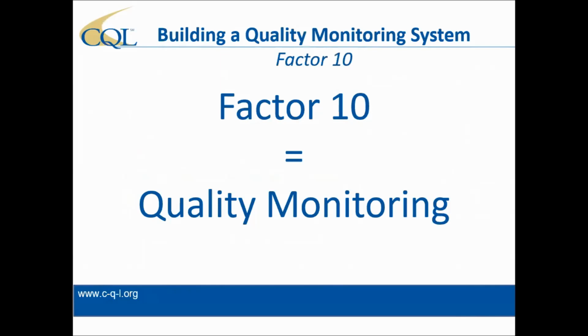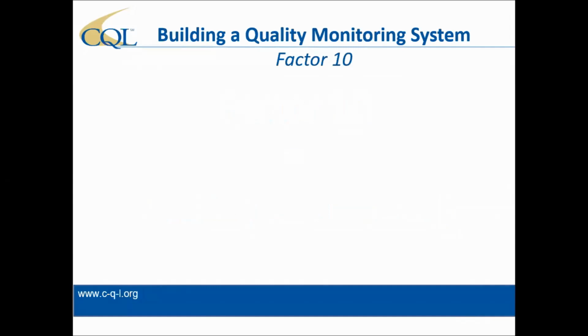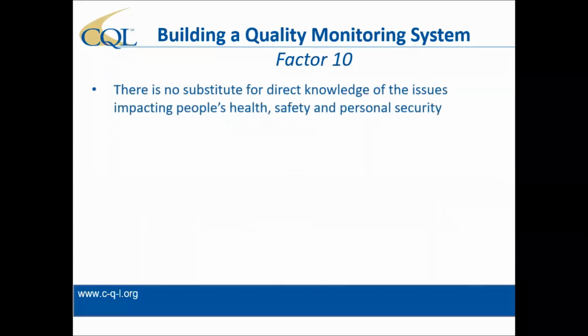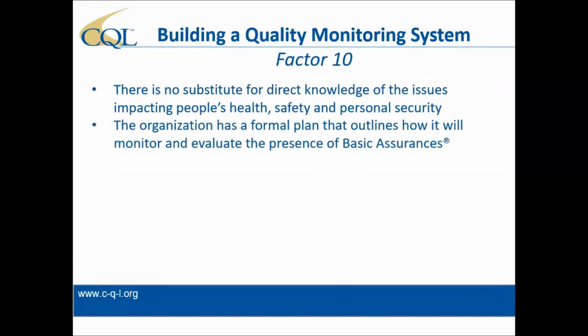Factor 10 is really all about how you monitor quality at your organization. Basic assurances are all about quality, and Factor 10 is how you monitor those different basic assurances. That's what you want to try to achieve within Factor 10: how will you monitor those basic assurances? There's no substitute for having direct knowledge of the issues impacting people's lives. So all of that health, safety, and personal security information, it's important that we monitor that on an ongoing basis.